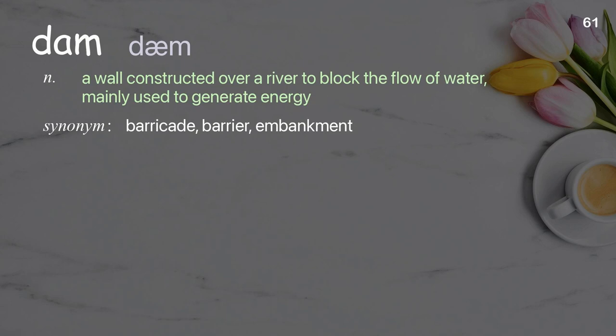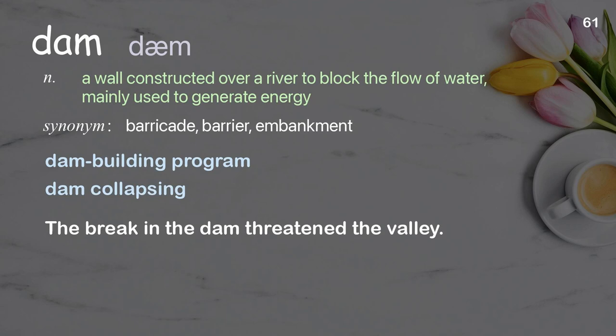Dam. A wall constructed over a river to block the flow of water, mainly used to generate energy. Examples: dam building program. Dam collapsing. The break in the dam threatened the valley.